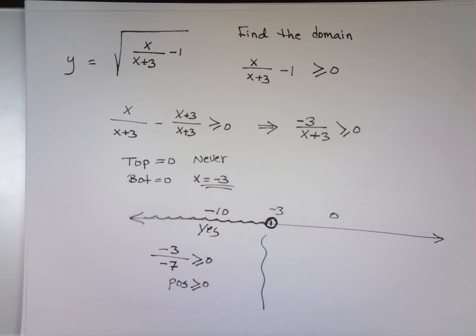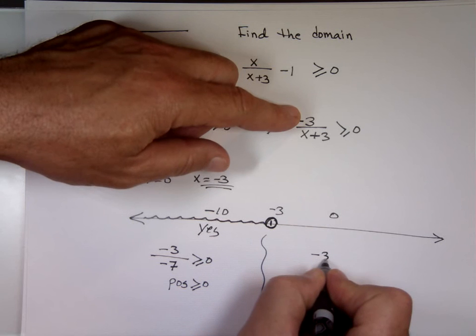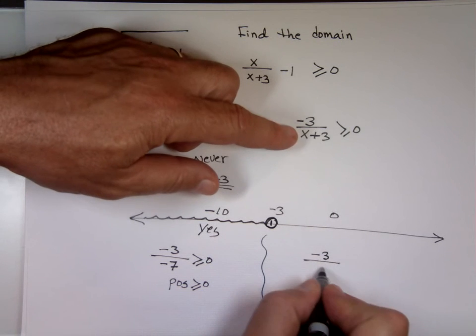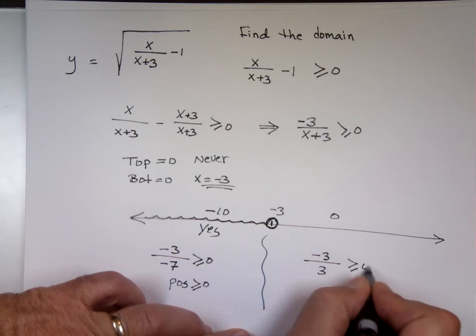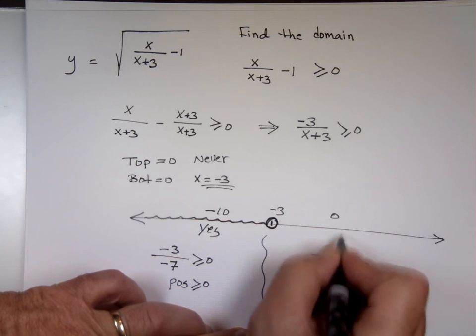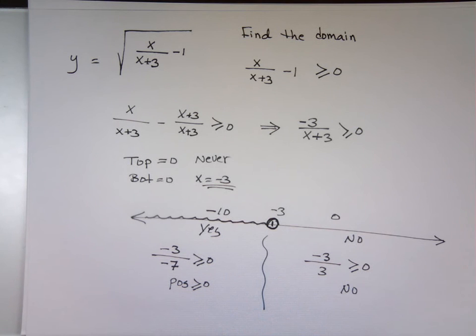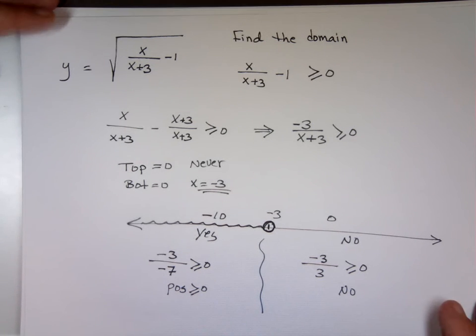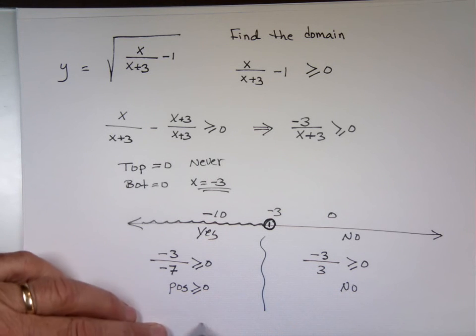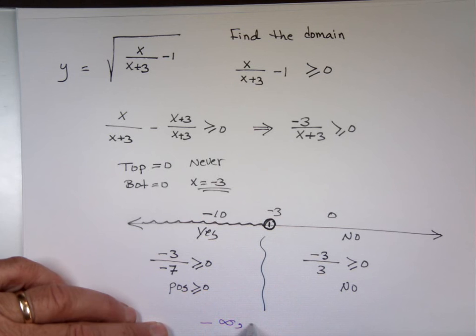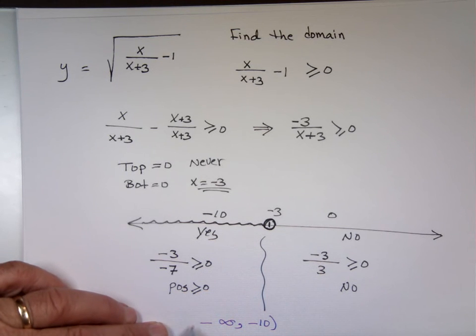Let's try the 0. Negative 3 over 3. Is that bigger than or equal to 0? No. So my domain is what? From negative infinity to negative 3, not including either one.